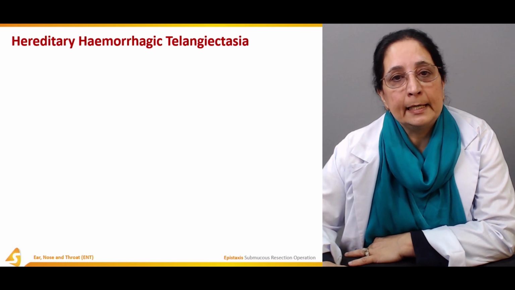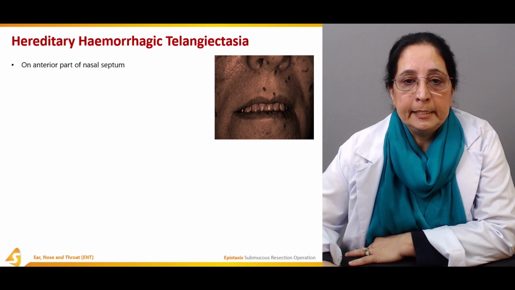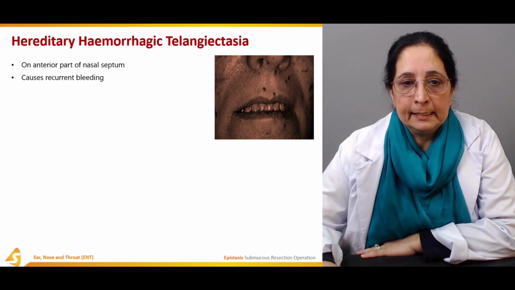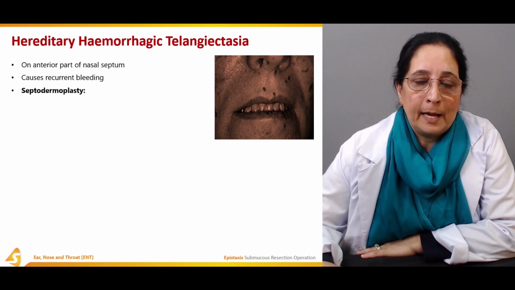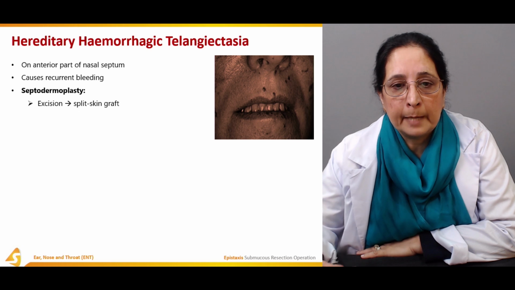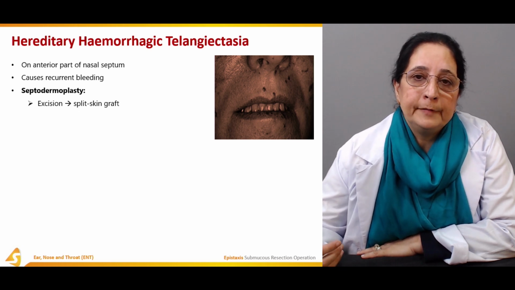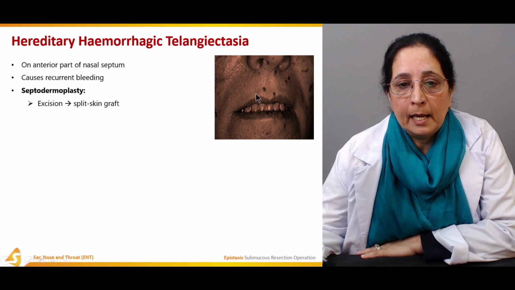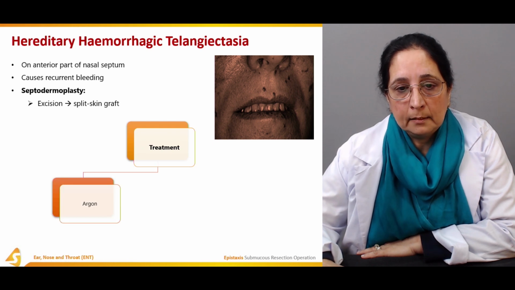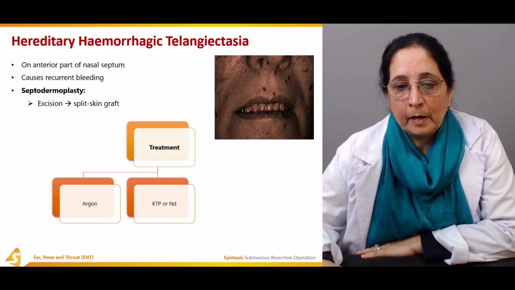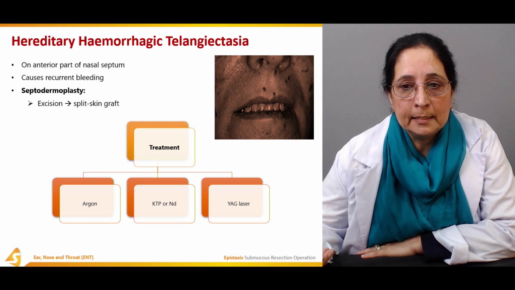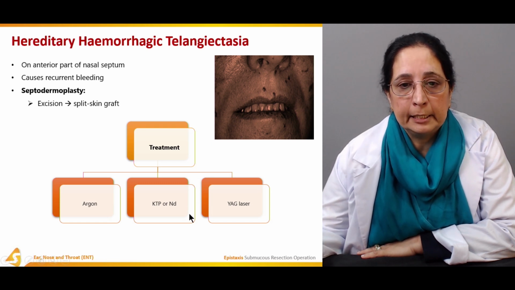Hereditary haemorrhagic telangiectasia on the anterior part of the nasal septum causes recurrent bleeding. Septodermoplasty is done, excision and then split skin graft is performed. Septodermoplasty is repair of the septum and the skin, and usually there is excision and skin graft. Treatment is argon, KTP or Nd:YAG laser. These are all the different types of lasers used to treat this condition.